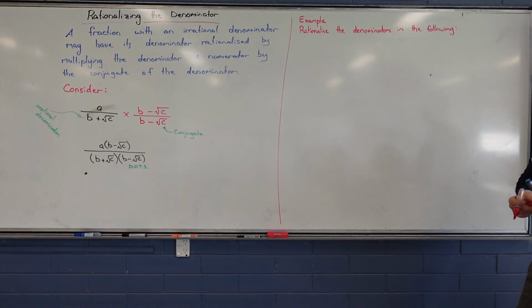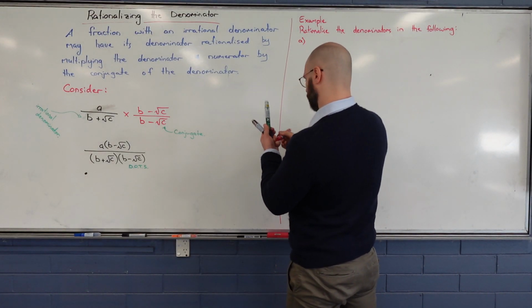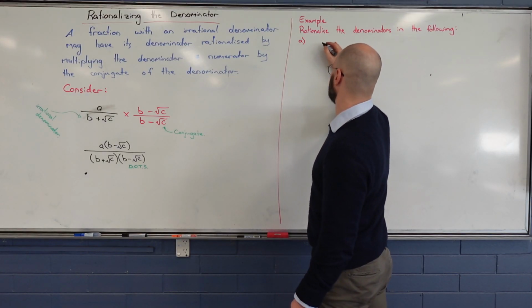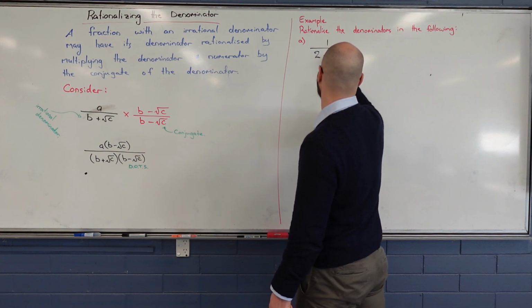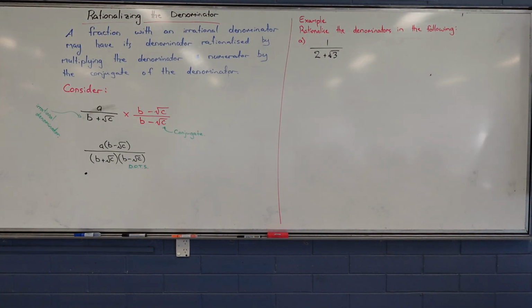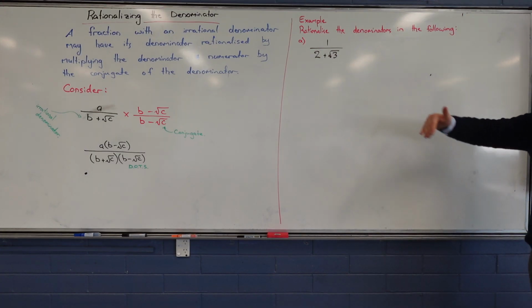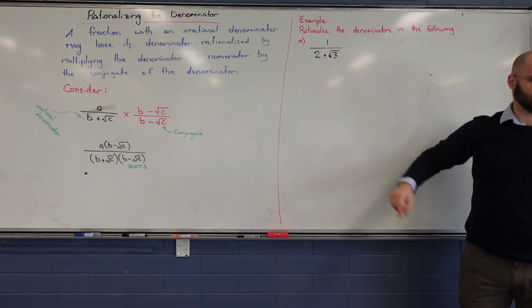Rationalize the denominators in the following. We'll go A. Let's go 1 over 2 plus root 3, like so. Have a look at this. Do we have a rational denominator at the moment? Not yet. So what could we do to rationalize the denominator in this fraction? Times the numerator and the denominator by what? The conjugate of the denominator.